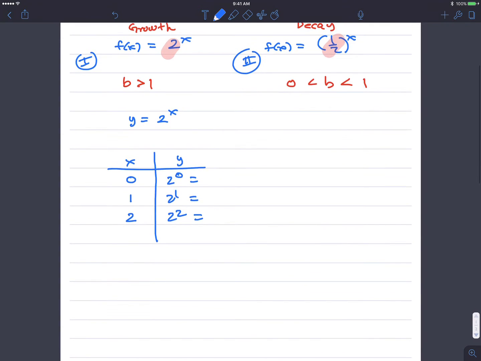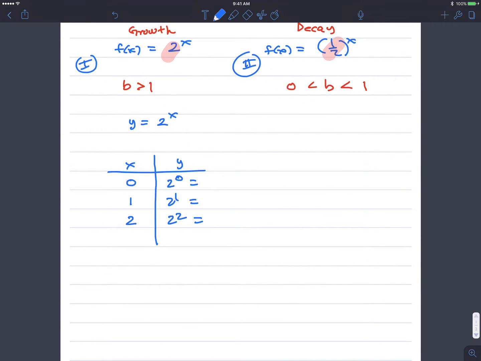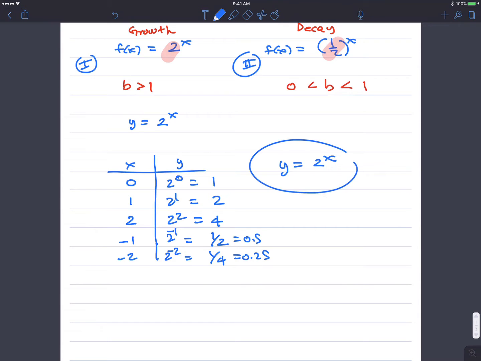So notice what happens here. What's 2 to the 0 power? If you guys took beginning algebra, isn't that 1? 2 to the first power is 2. 2 squared is going to be what? 4. Is that true? Yeah. Then let's add -1 and -2 here. So 2 to the minus first power is 1 over 2 to the first power. 2 to the minus second power is 1 over 4. So this is 0.5. This is 0.25. Now we're looking at the curve y equals 2 to the x.